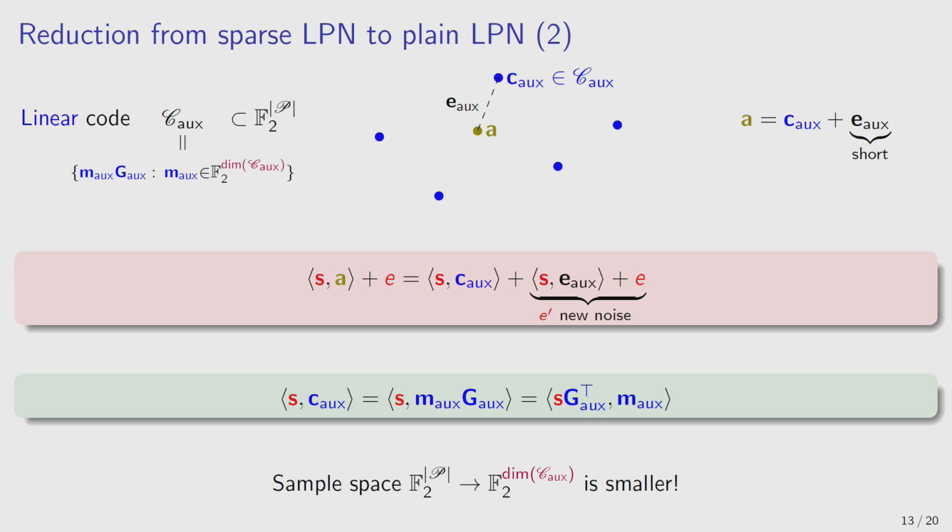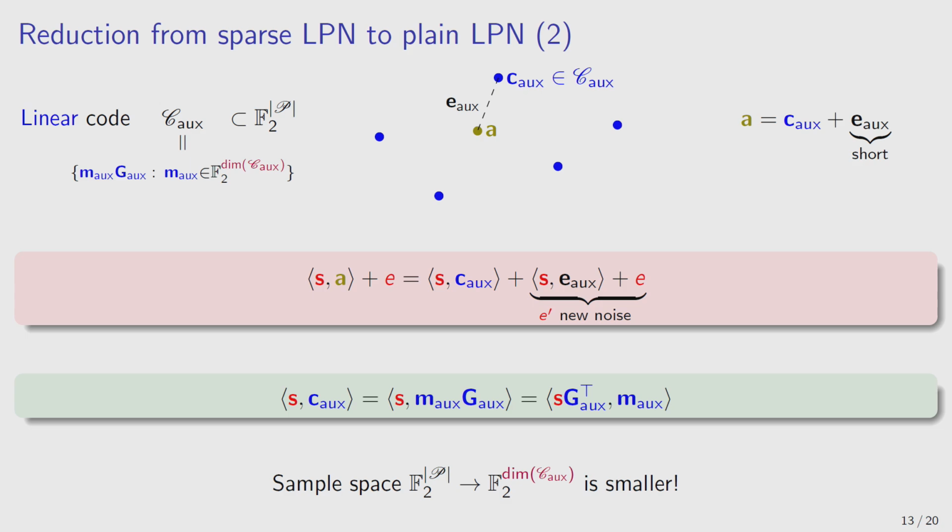Because s is a sparse vector, as we said the secret was sparse, and e_aux is a sparse vector, this dot product will be biased towards 0. So we have increased the noise, but not too much, because we added a dot product of sparse vectors. The interesting thing is that now your LPN sample is the secret dot product something that lives in a lower dimension subspace. So how can you use it?